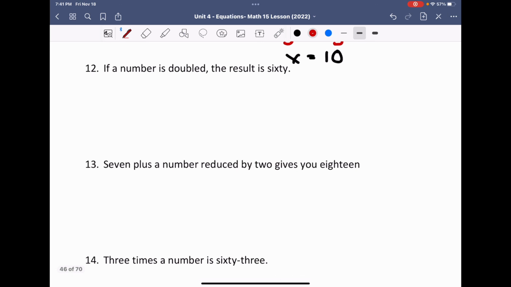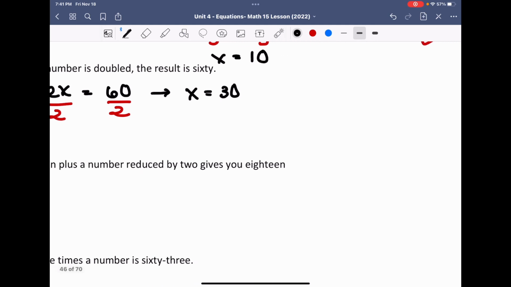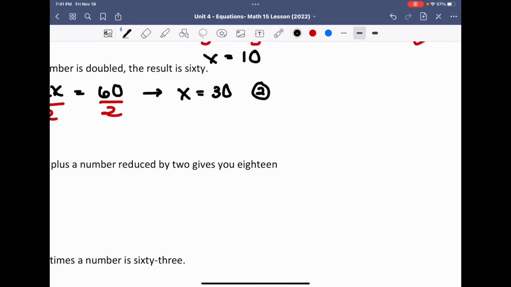All right, if a number is doubled, the result is 60. Simply put, the number, let's call it x. We have x times 2 is equal to 60. If I divide by 2 on both sides, this will give me a result of x being equal to 30. Now, I could plug this back into the original. I have 2 times 30 should be equal to 60. Definitely 60 equals 60, and we are all complete. Left equals right.